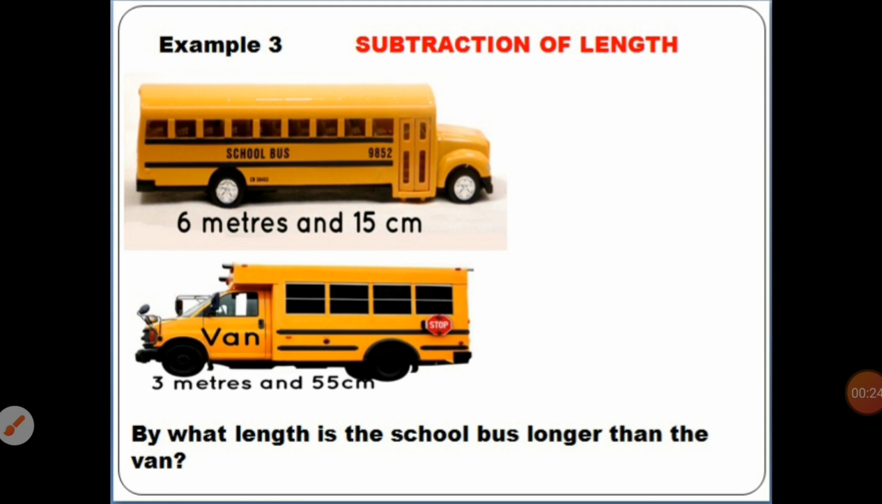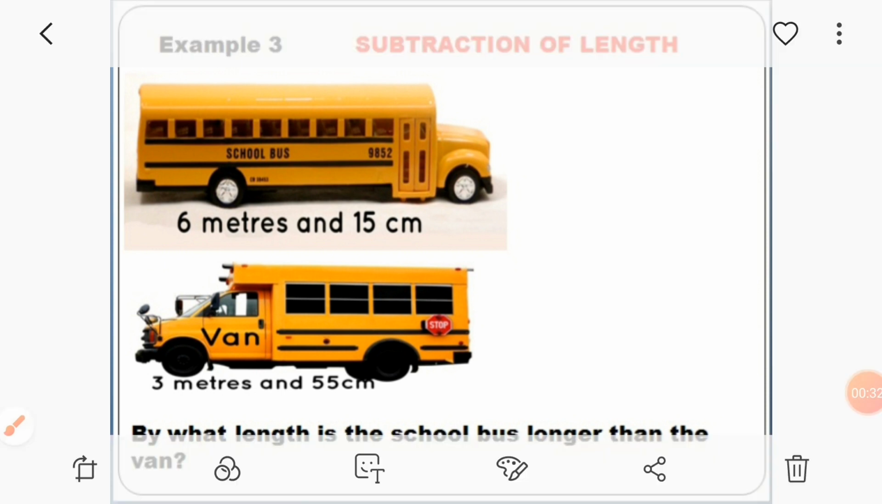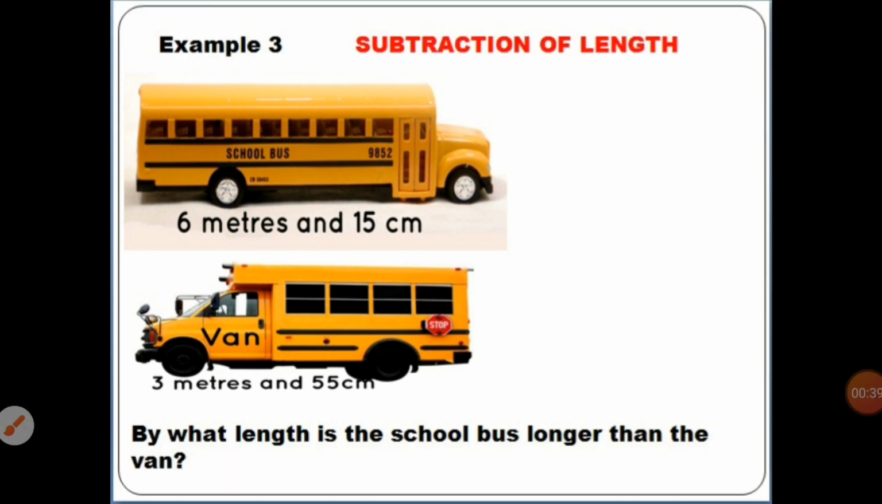This is the school bus. The school bus is 6 meters and 15 centimeters long, while the van is 3 meters and 55 centimeters long. From the values you can see that 6 meters is larger than 3 meters, so you are subtracting the smaller one from the bigger one. Why do you think it is subtraction? Look at the question: by what length is the school bus longer than the van? That simply means, what is the difference in length between the school bus and the van. So when you see such a question, you take away the smaller from the larger.